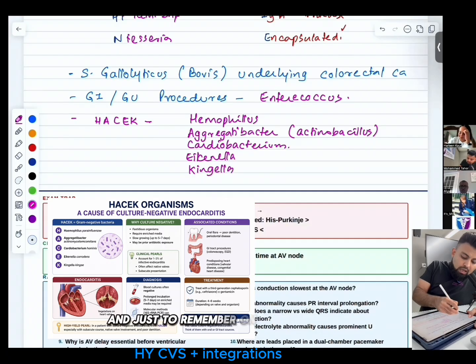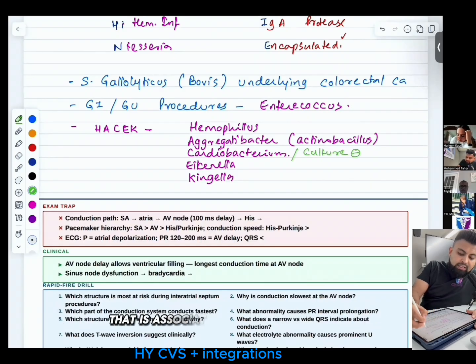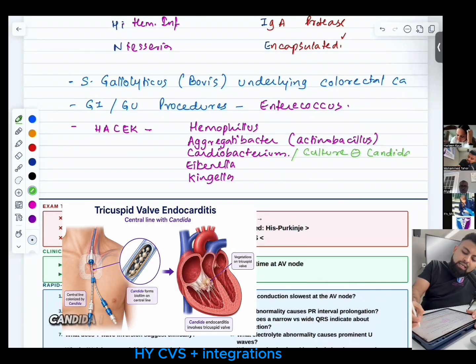And just to remember, on the side note, C for culture-negative endocarditis is associated with C for Candida. Remember, Candida is also one of the very common causative agents in patients who have a central line placed. C for central line, C for Candida. Placement of central line, Candida albicans.